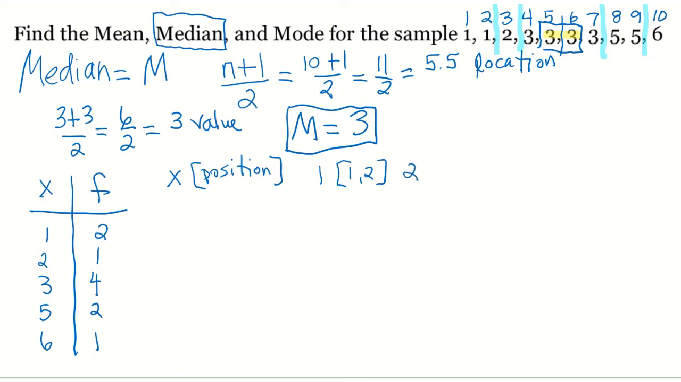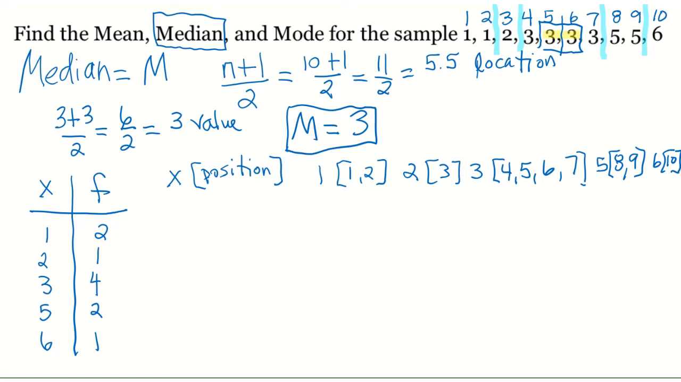The data value 2 occupies position number 3. The value 3 occupies positions 4, 5, 6, and 7. The value 5 occupies positions 8 and 9. And the value 6 occupies the position 10.